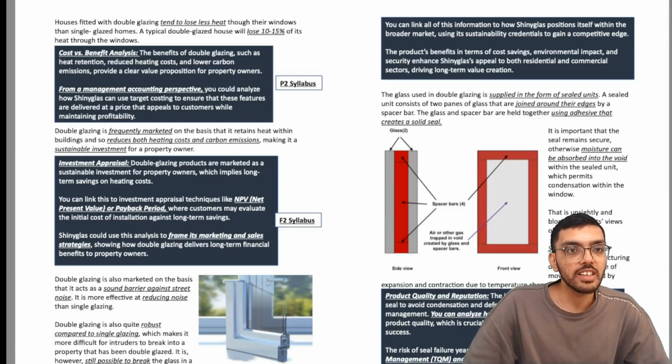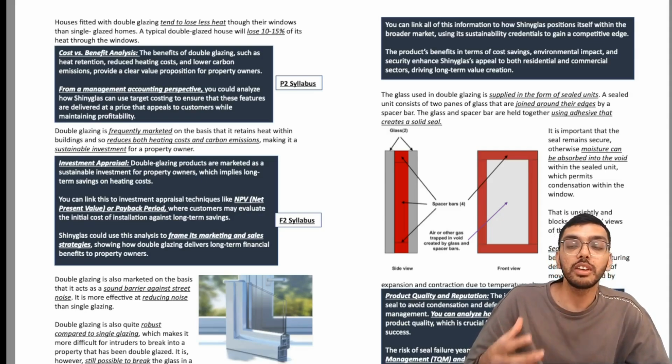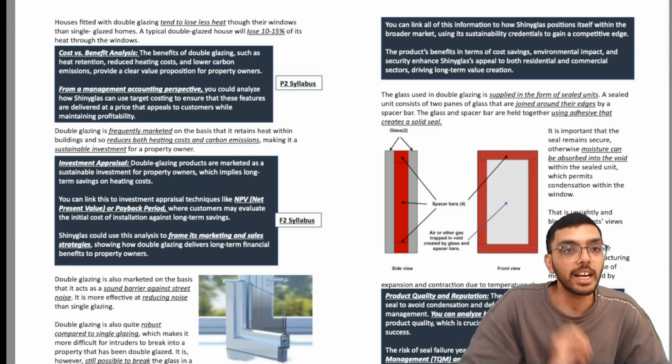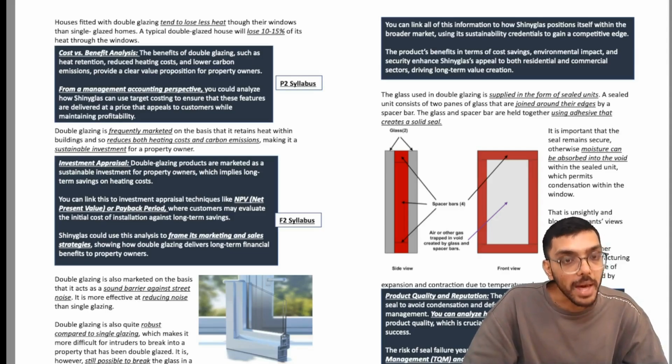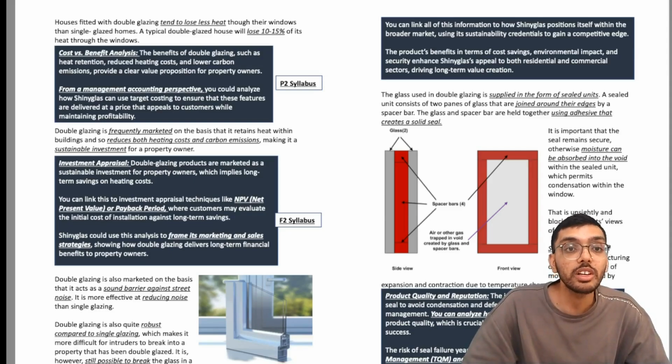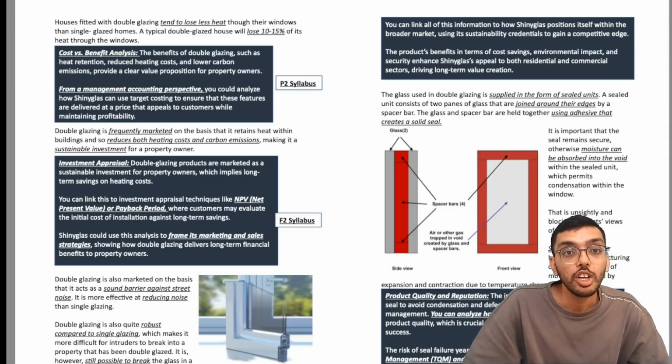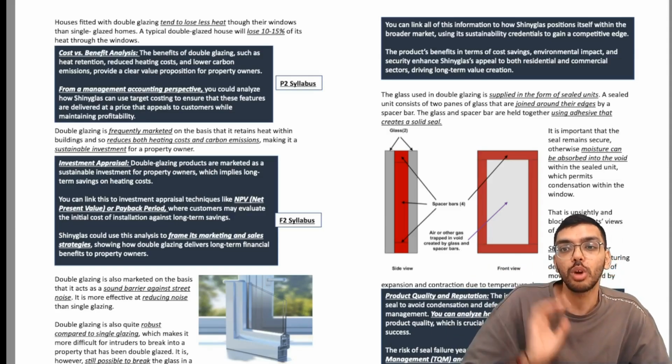The benefits of double glazing, such as heat retention, reduced heating costs, and lower carbon emissions, provide a clear value proposition for property owners. So this is something that you can market on, because if your benefits are more than the cost, naturally customers will want to install your product. From a management accounting perspective, you could analyze how Shinyglas can use target costing to ensure that these features are delivered at a price that appeals to customers.